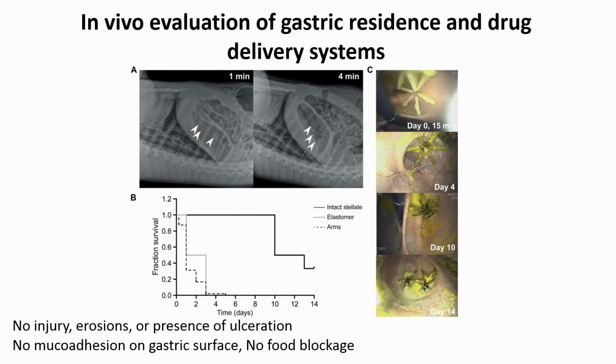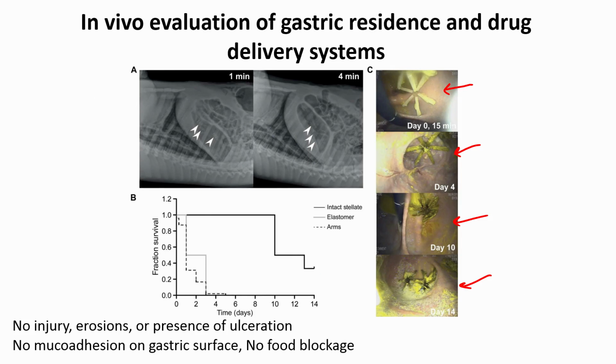Then they went ahead and did some experiments on pigs, and as you can see these things get lodged in the stomach, as can be seen from all these images, and here is the residence time. So, if you give only arms, those things clear off. If you give only the elastomers, those things clear off. If you give the whole combination with the arms, the whole intact stellate, that remains in the stomach for quite a bit of time. Here you can see it is showing residence up to 10 days in 100% of the cases, and then it starts to degrade and come out.